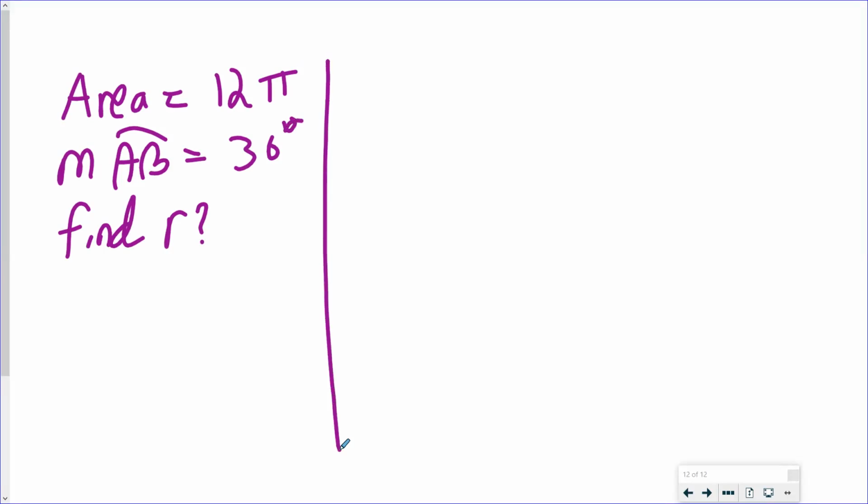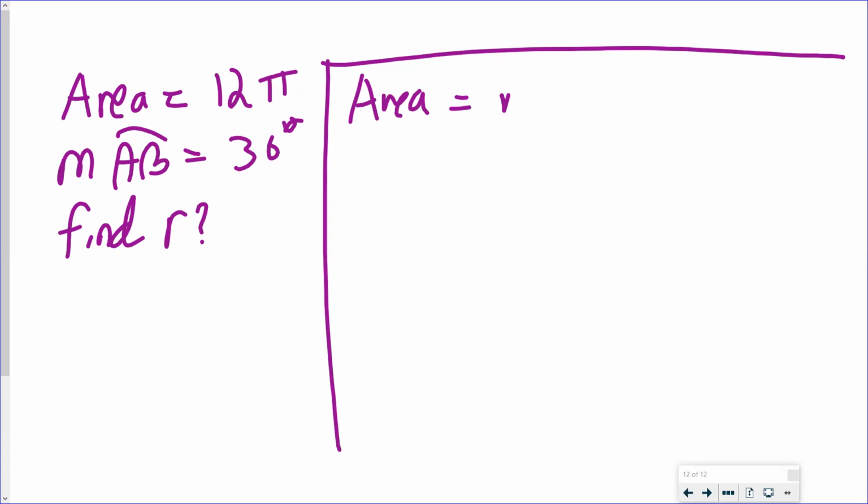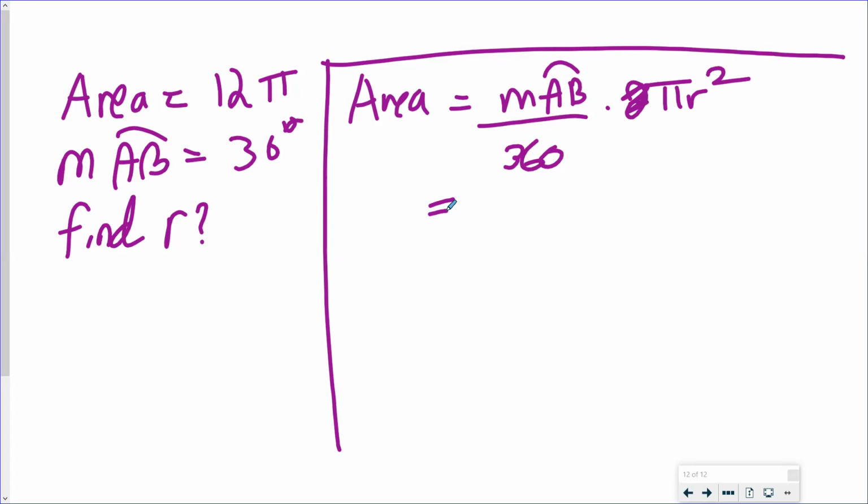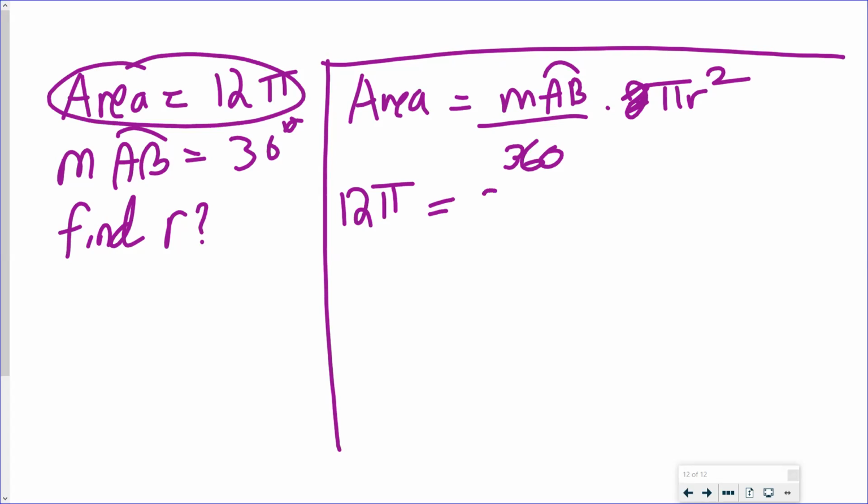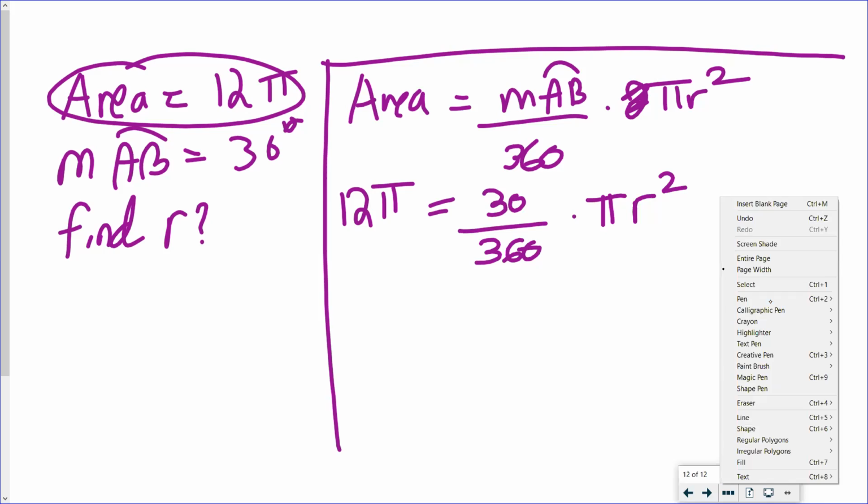Now, we will do the same. We have an area, which is the measure of AB over 360 times π times r squared. Now, what's the area of the sector? It is 12π. It's given. The measure of an arc AB is 30 over 360 times π times r squared. Is it clear by now?